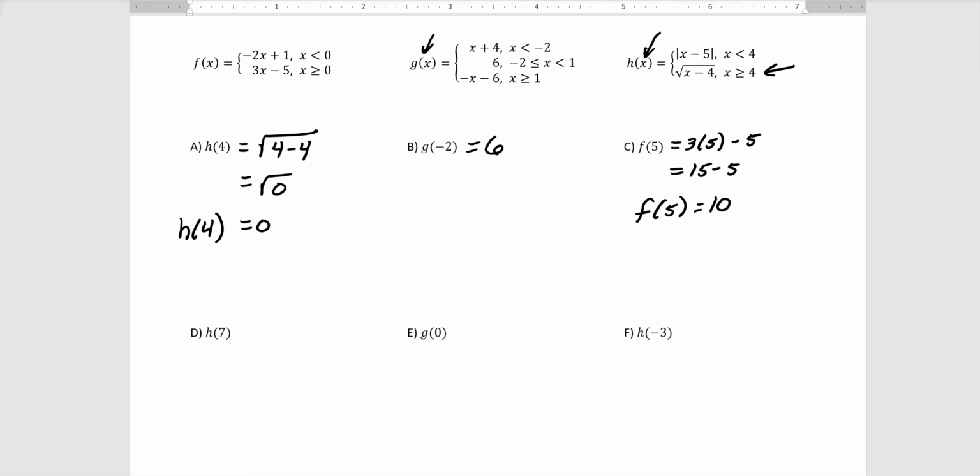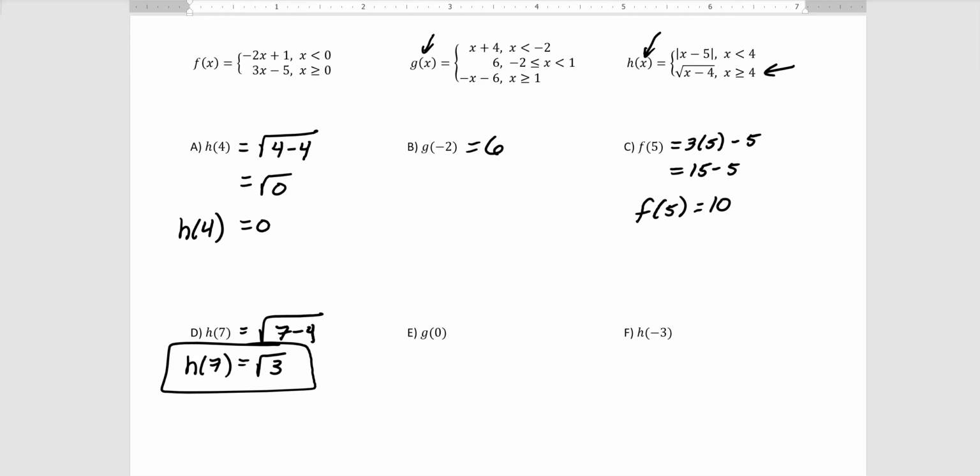Let's figure out what's happening here. 7 is greater than or equal to 4. I'm in function h here. h of 7 equals the square root of 7 minus 4, which is the square root of 3. And we can just leave our answer like that, since that is an irrational number. h of 7 equals the square root of 3.